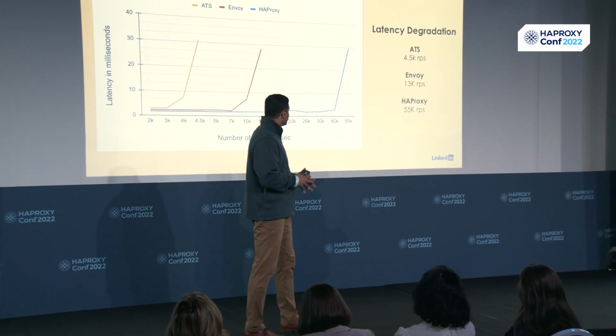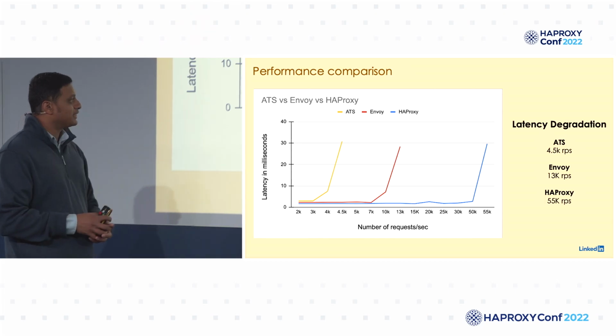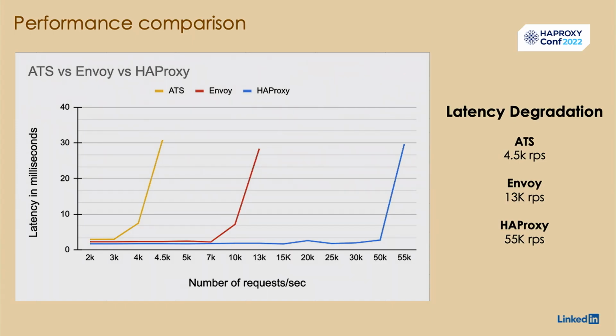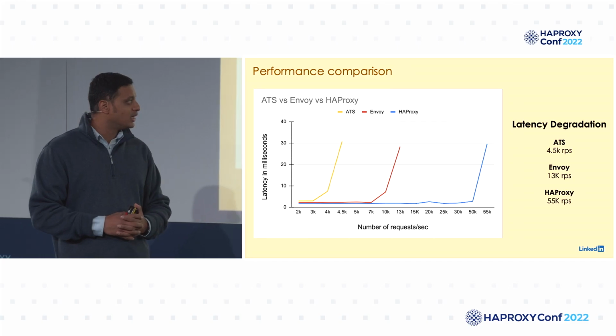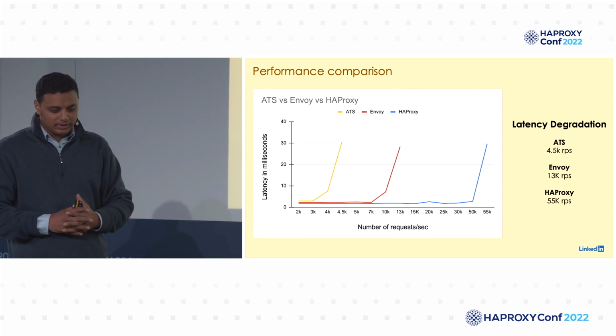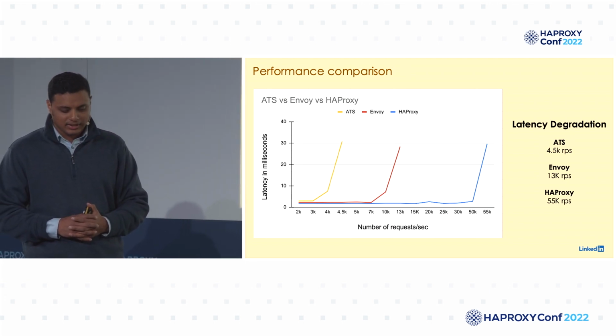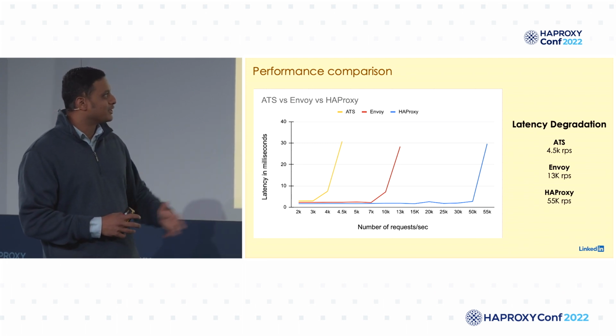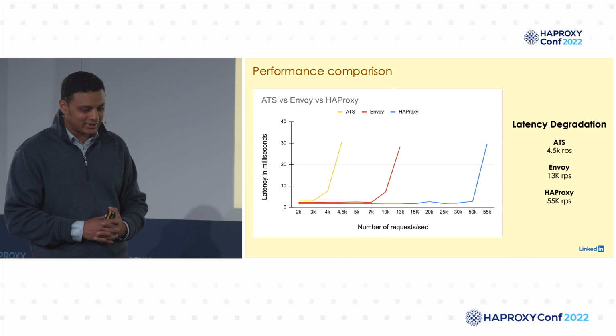Yeah, as you can see, HAProxy outperformed the competition by a big margin. We saw the latency go above 10 milliseconds pretty quickly in ATS at 4.5K requests per second. Envoy, we started hitting the limit at 13K requests per second. HAProxy, we kept going, and at 55,000 requests per second, that's when we saw the latency go over 10 milliseconds. I'm sure it can be tuned further to do much more than this, but for the purpose of our observation, yeah, this was good.